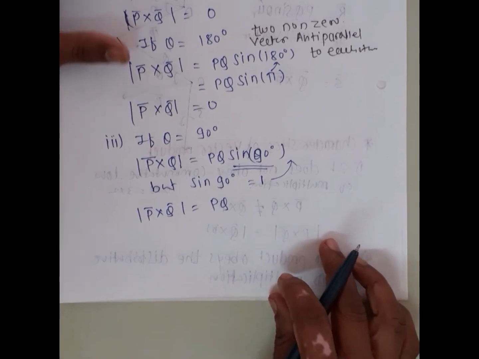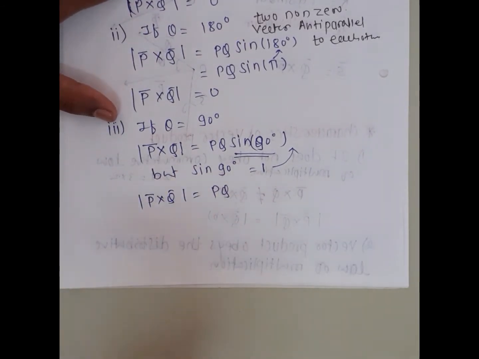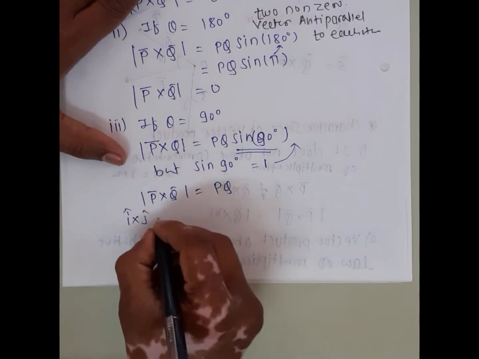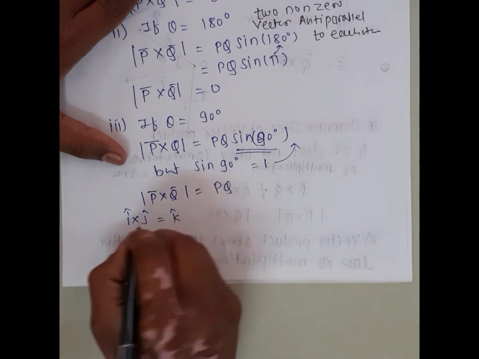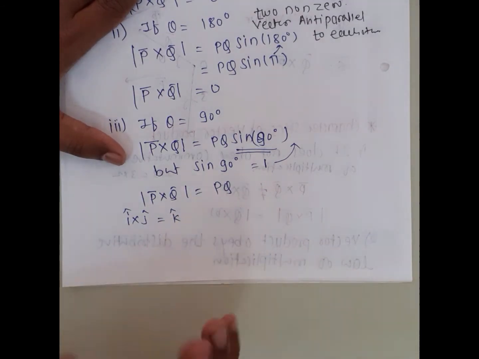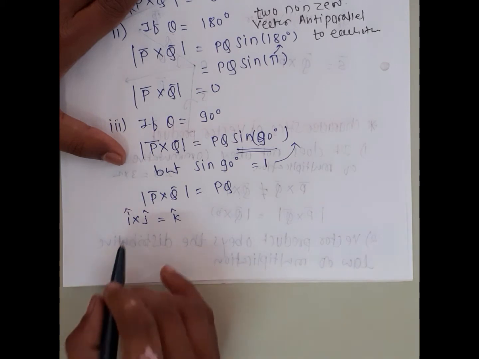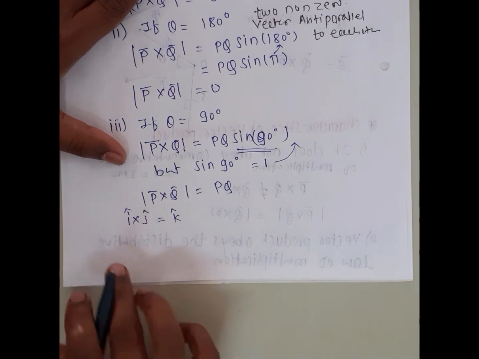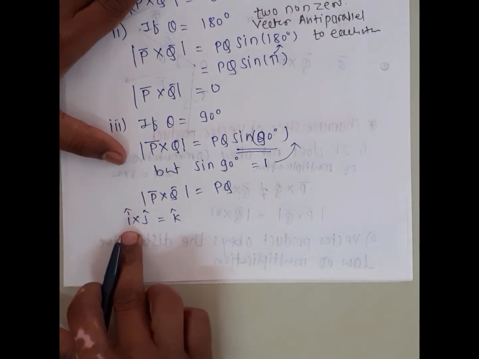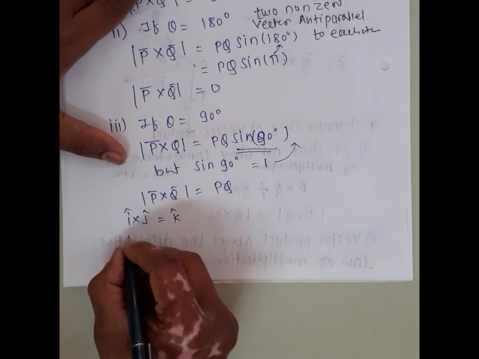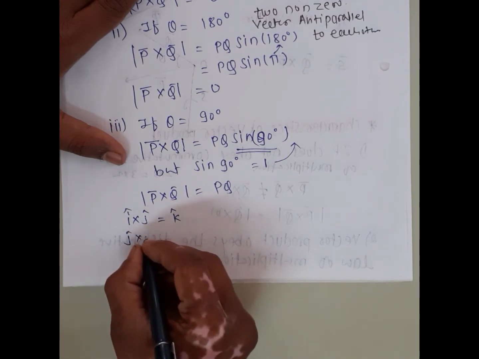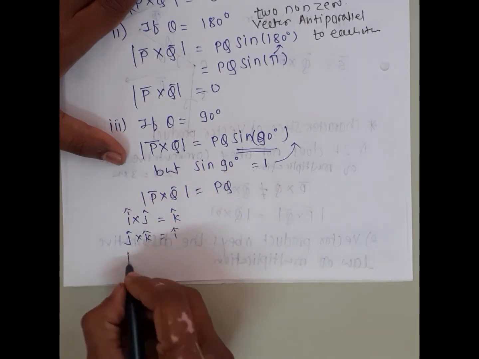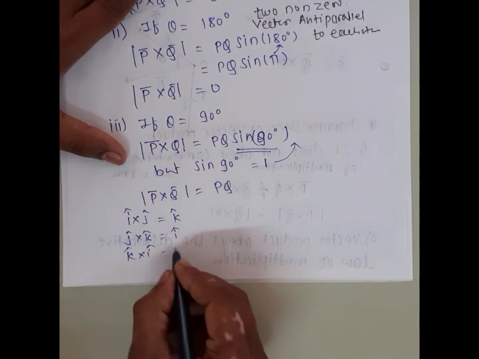Okay, so in these cases there are some relations. If you write i cap cross j cap, it is equal to k cap. In dot product, in previous lectures we already studied the dot products. So i dot i is 1, j dot j is 1, k dot k is 1. But in cross product, i cross j is k cap, then j cross k is i cap, and k cross i is j cap.